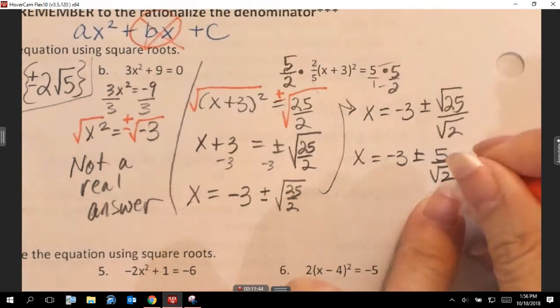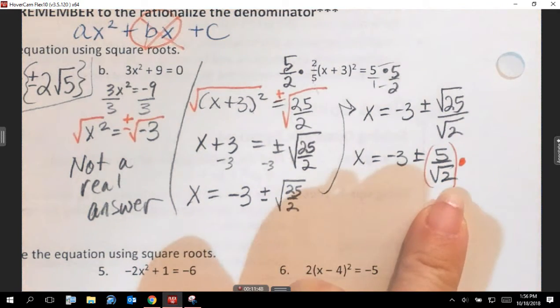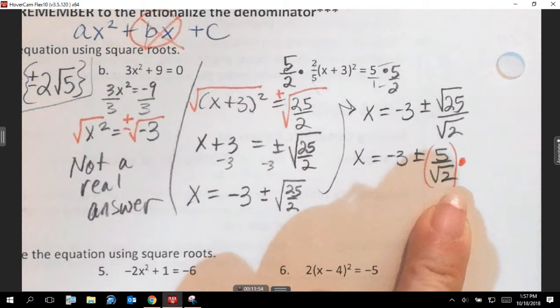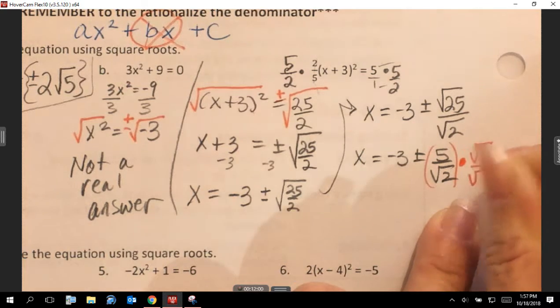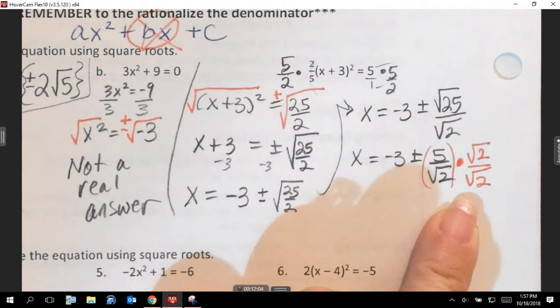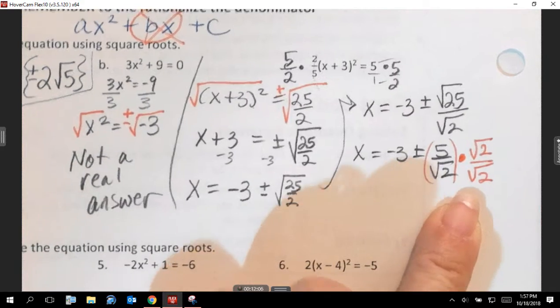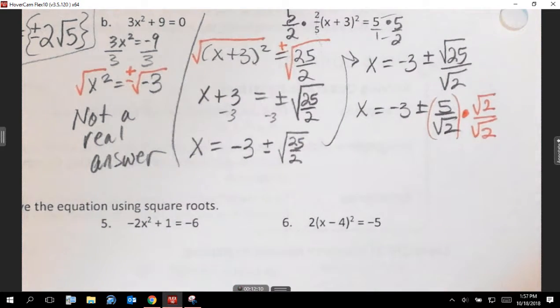So what I'm going to do is multiply just this 5 over square root 2 by a value of 1. If I multiply something by 1, it does not change that value. However, it's not going to look like 1. It's going to be in disguise. If I multiply it by square root of 2 over square root of 2, that is multiplying by 1. So I'm not changing the value. I'm just going to change the way it looks.